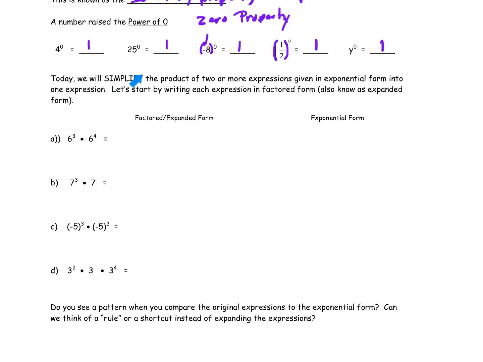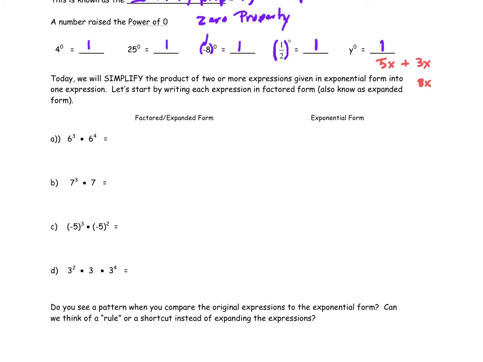Today, we will simplify the product of two or more expressions given in exponential form into one expression. Just to recall, we've done something similar to this in the past when combining like terms. For instance, if I had 5x and I added 3x, those are two like terms, and so I could simplify these and make this into one term, 8x. So this is a very similar concept. We're going to start by writing each expression in factored form, also known as expanded form.